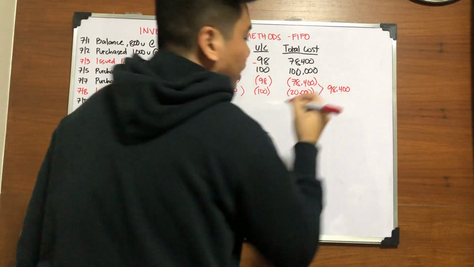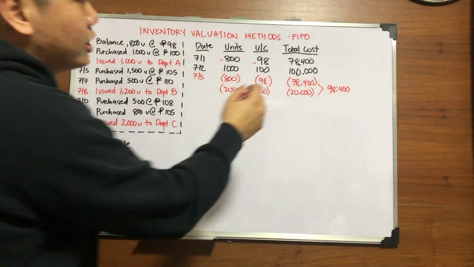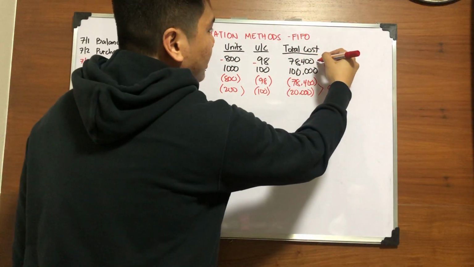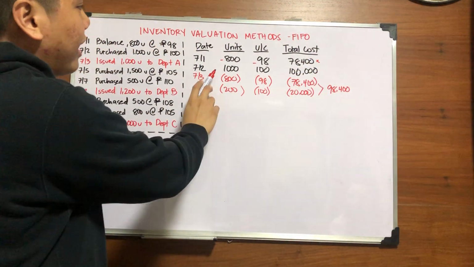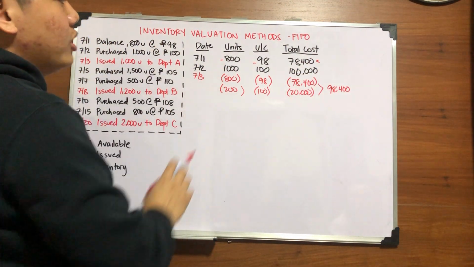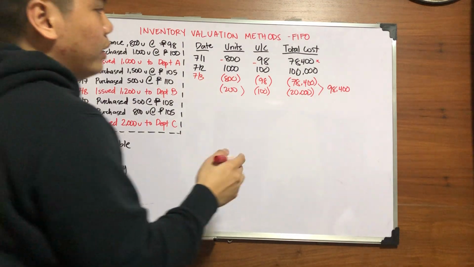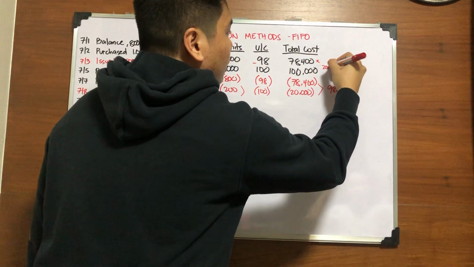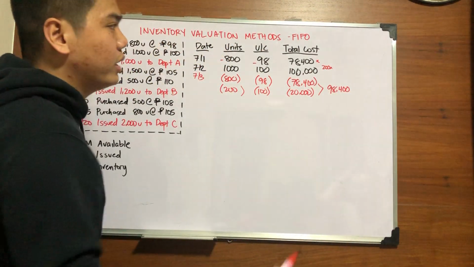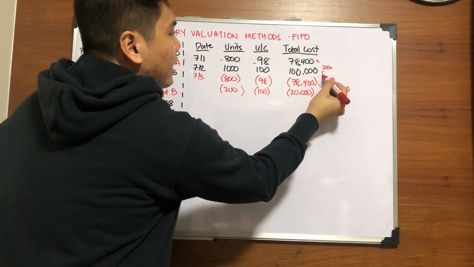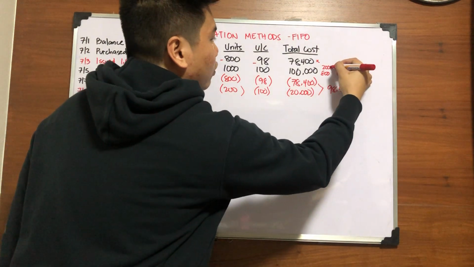Let's just put it here for your reference later, and let's just take this out. This is already done. We've already used this. And out of the 1,000 of the July 2 transaction, we have already used 200. So let's put an X here for the 200 and a side note of remaining 800.